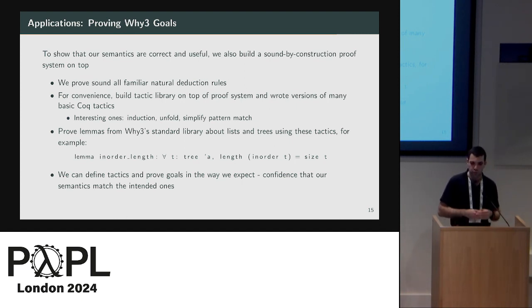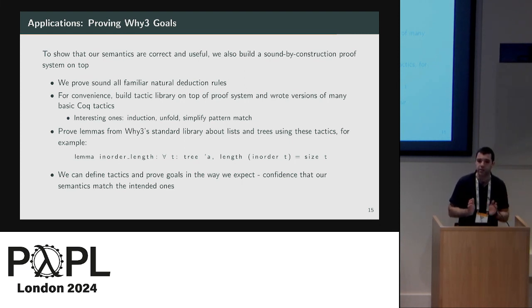And we then use this to prove some lemmas from Why3's standard library about lists and trees to ensure that we can actually prove the types of goals we expect to be able to prove using these semantics. And I give an example here of the lemma that shows that if we have a binary tree and we do an in-order traversal and take the length of the resulting list, it's the same thing as just computing the size of the tree from the beginning.